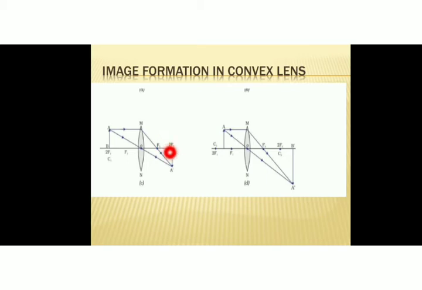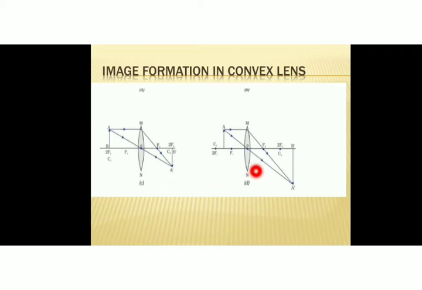So image is also formed at 2F2 and image is denoted by A dash, B dash. What is the nature of the image? It is inverted. So it will be a real image. And what about the size of the image? When you compare the size of image and object, it will be same. So same sized image is obtained whenever the object is at 2F1. So whenever the object is at 2F1, image is formed at 2F2 and it will be a real and inverted image. Also it will be a same sized image. Okay.